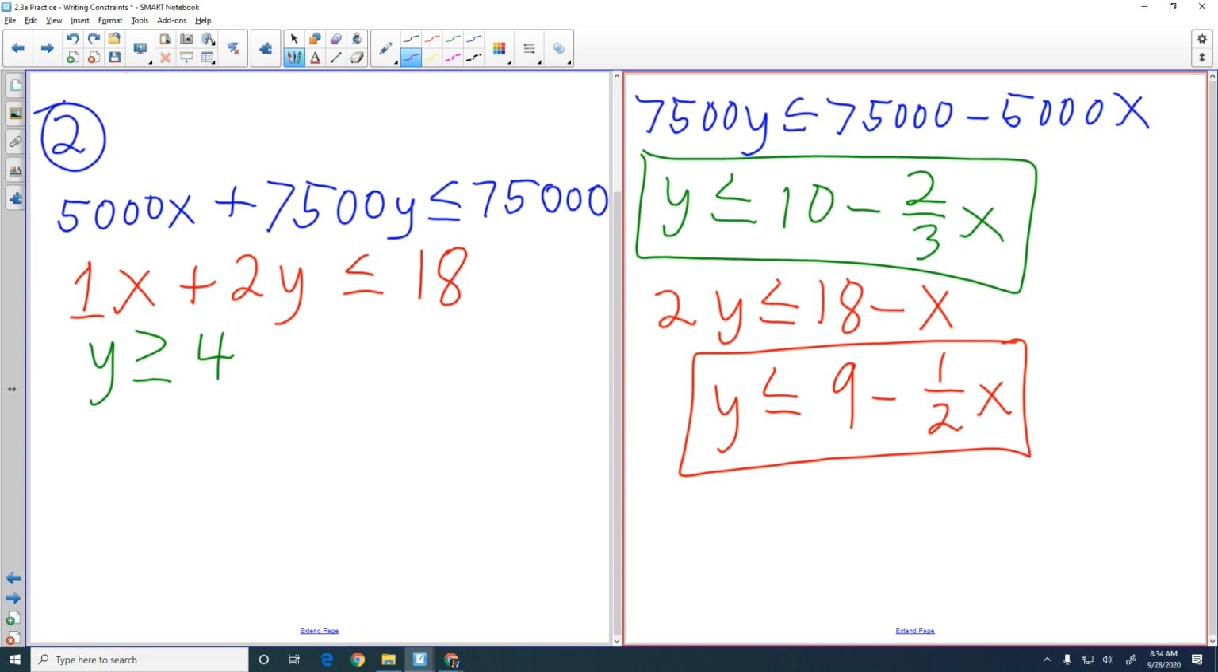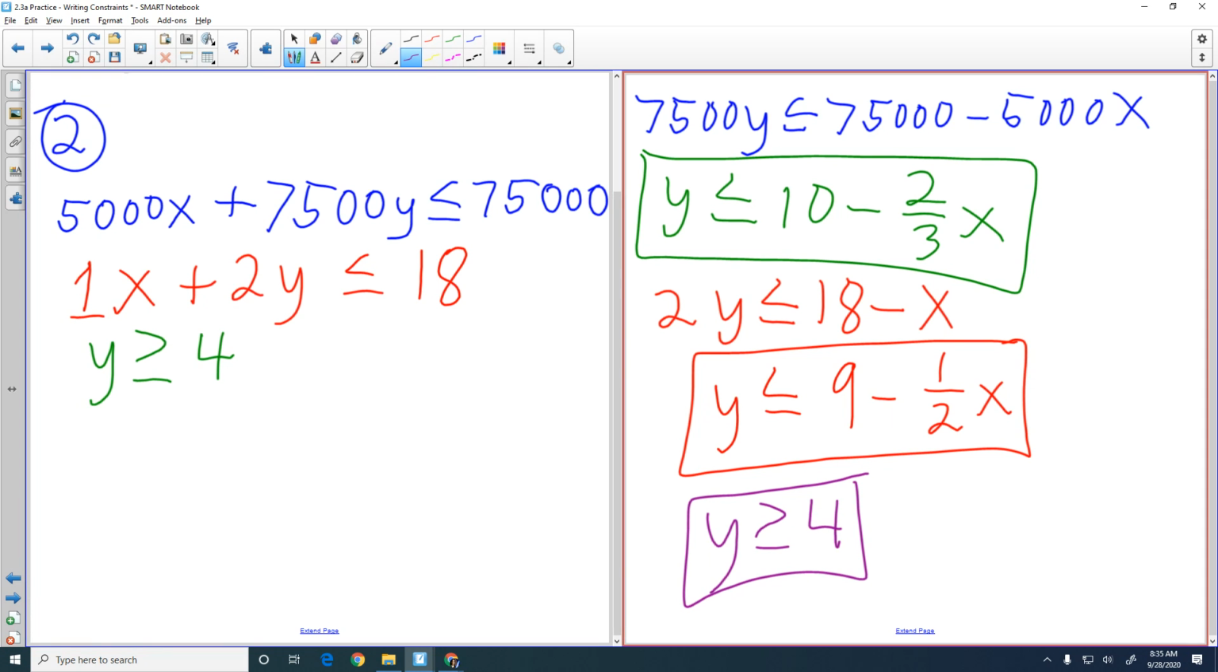And then our last one, y is greater than or equal to 4. That's already in slope-intercept form. If it's just a single letter by itself, we know that'd be a horizontal line where y is equal to 4, and you'd shade above it. So these would be our 3 constraints for this problem. Any questions on these? All right, why don't you go ahead then and try number 3.